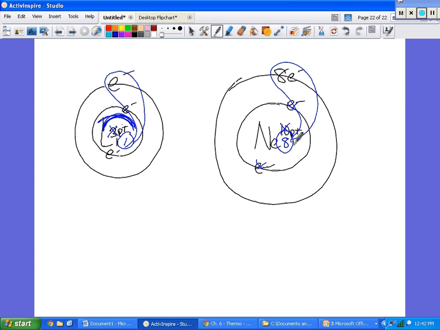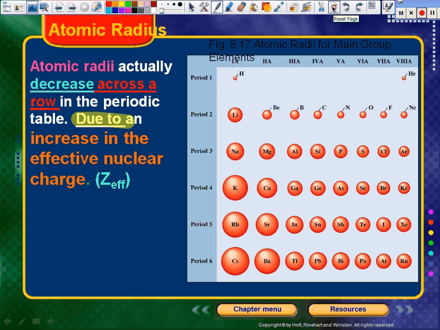So what's going to happen to the size of this thing? It's going to get smaller. So that is why it's going to get smaller. The Zeff, the effectiveness of the nucleus, must go up. That's why it's going to get smaller. Does that make sense? Stop me if it doesn't. Nucleus. Exactly. Okay? All right.